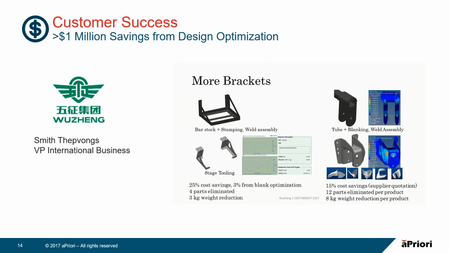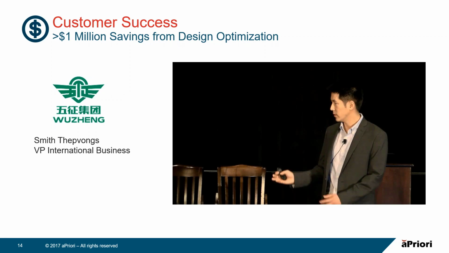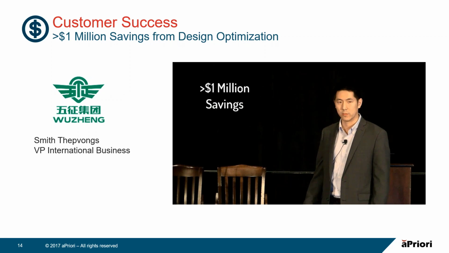On the right is another bracket, which was composed of a tube and 2 plates that were cut with a blanking die. And then we were able to analyze that and also design a progressive die part. So the volume on this part is something around 800,000 per year, so saving 15% cost, and that's actually what we have from the supplier. So in total, this is well above $1 million of savings just in the brackets I presented here.